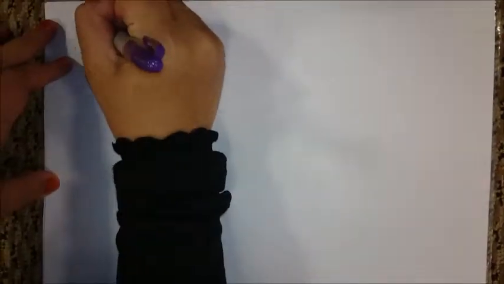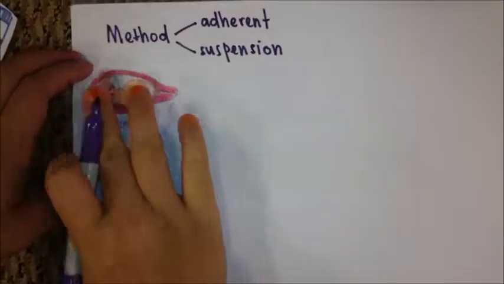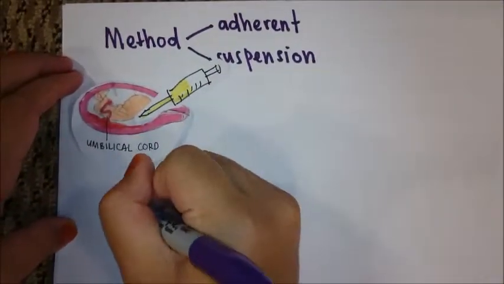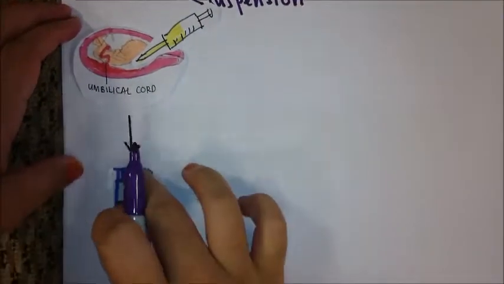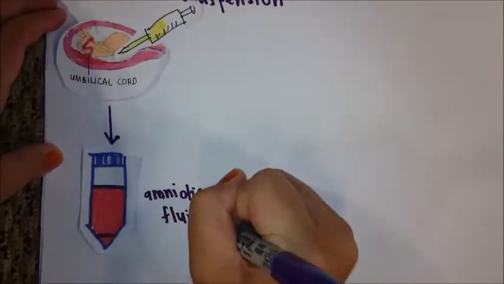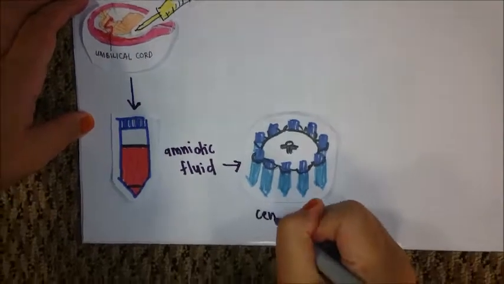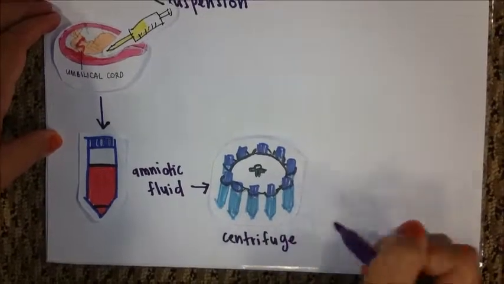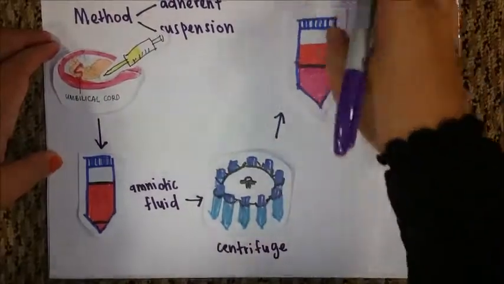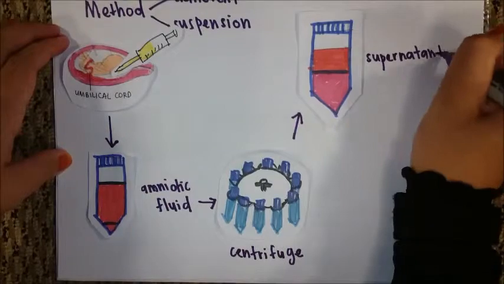Now we'll be moving on to the method of amniotic cell culture. To grow amniocytes, there are two ways of culture based on the cell types we need, either adherent or suspension culture. The sample is obtained from the mother through amniocentesis. Amniocentesis is a procedure in which amniotic fluid is removed from the uterus for testing or treatment. Next, the amniotic fluid is centrifuged. After the centrifugation, there will be two layers in the tube, which are the pellet and the supernatant.